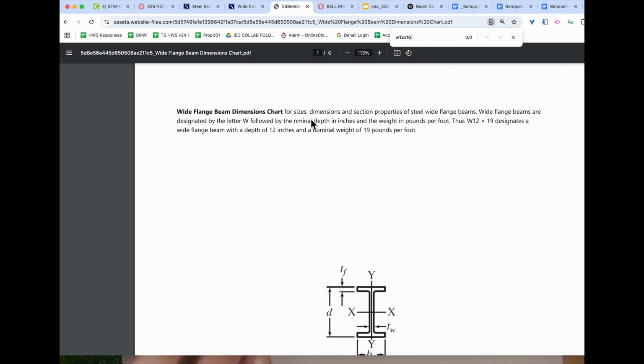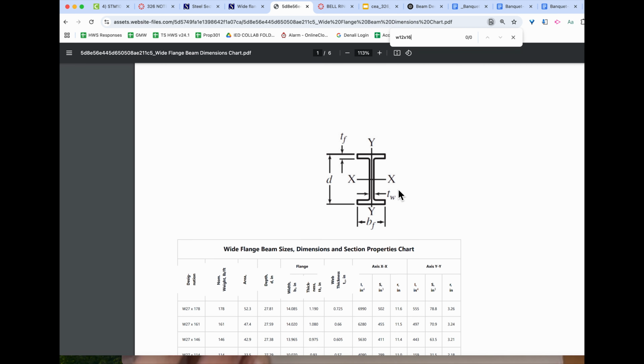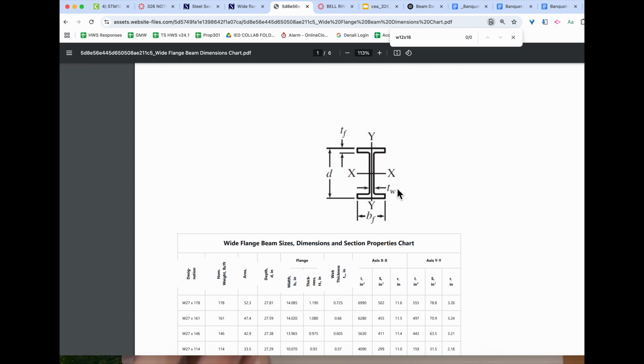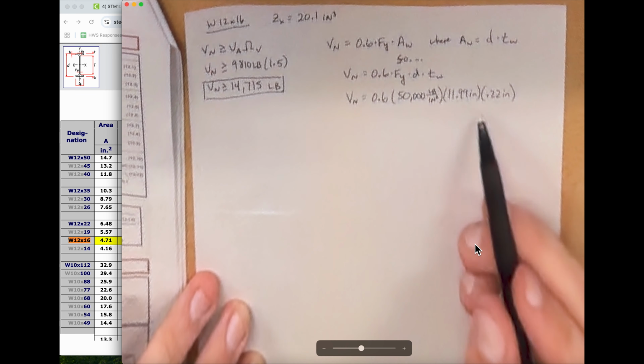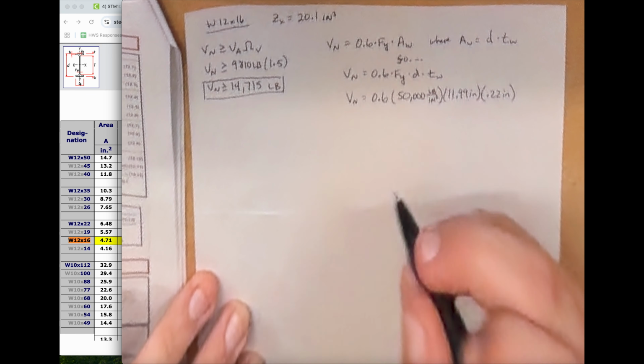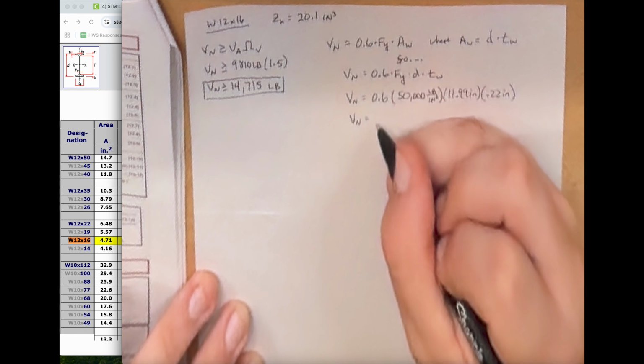Okay, and so if we go to this guy right here too, you can see what that web thickness is, and that's the inner part of the I. That's what the web thickness is. Now the D is just the depth of this beam, from the top face all the way down to the bottom face here. So we've got that, and so now let's get back to here so we can calculate this out. This is that depth, this is the web thickness, and now we can find out for Vn if this is going to work.